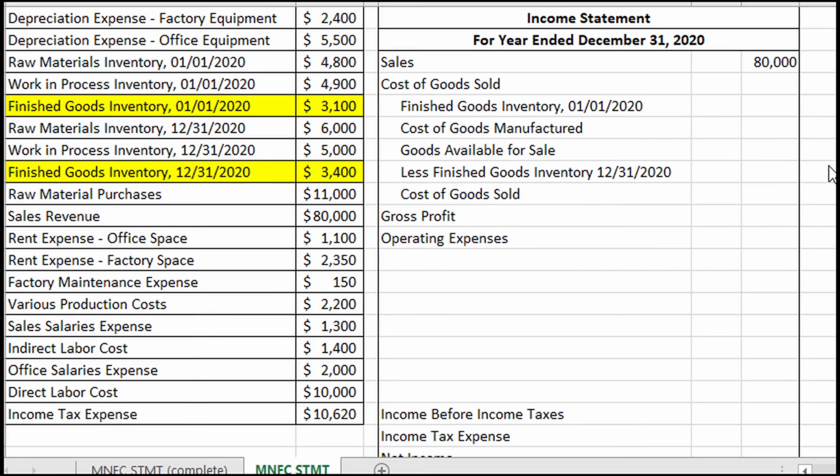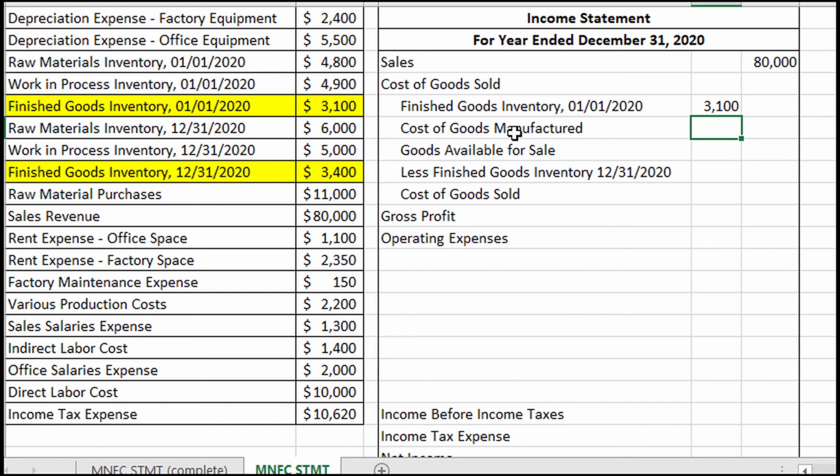Alright, we are back here with the income statement, and I've just pasted the labels that we were discussing here for the calculation of cost of goods sold. And I've highlighted some of the important accounts that we'll need over here on the left. So first we need the finished goods inventory beginning balance, which we can see right here is $3,100. So we can just type that in here.